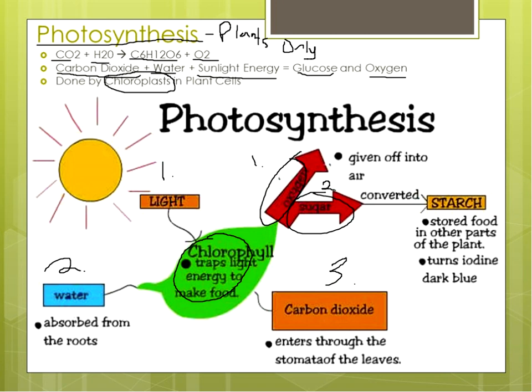So again, photosynthesis is done by plants only. It's done in the chloroplast of plants too. And the 3 things that are needed: carbon dioxide, water, and energy. The 2 things that come out, the products that plants make: oxygen that we breathe, and glucose that we use to eat.